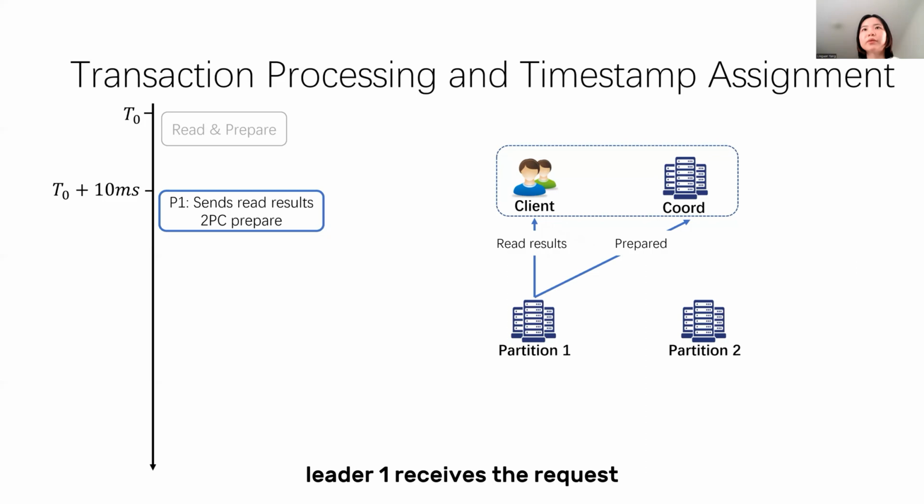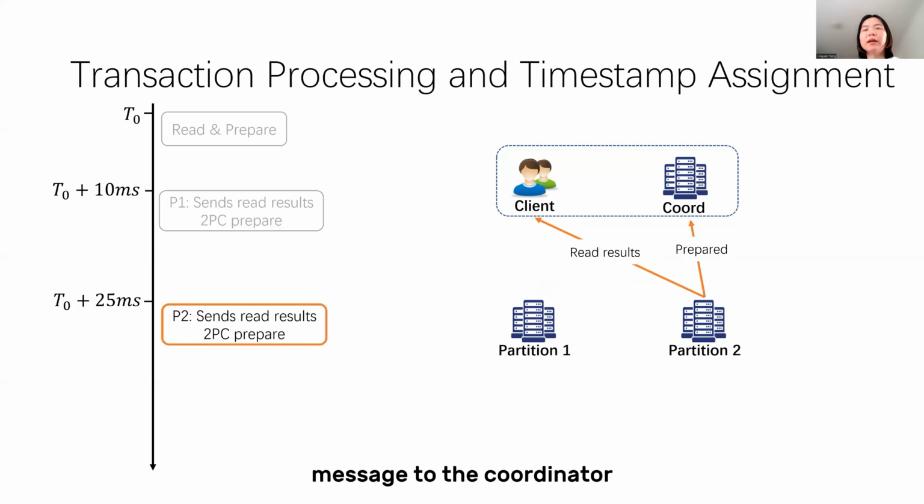Leader 1 receives the request and sends the read result back to the client. At the same time, it also sends the 2PC prepare message to the coordinator. Later, partition 2 receives the request and does the same process. It replies with the read results to the client and sends the 2PC prepare message to the coordinator.